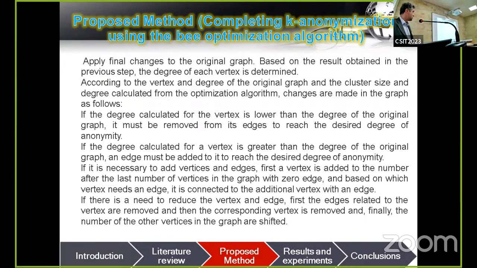If there is a need to remove a vertex and edge, first the edge related to the vertex is removed, and then the corresponding vertex is removed, and finally the numbers of the other vertices in the graph are shifted. For example, if 2 is deleted, 3 is converted to 2, 4 is converted to 3, and so on.